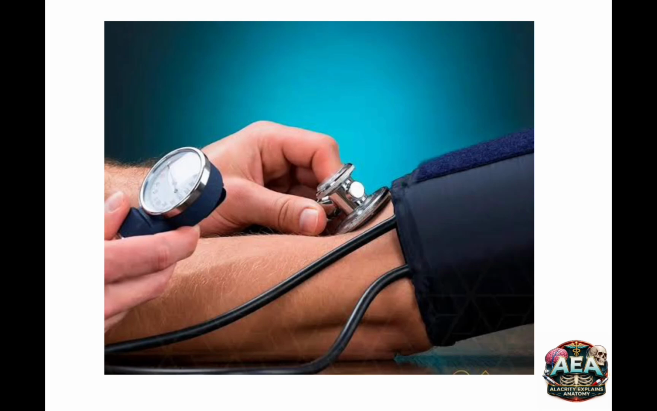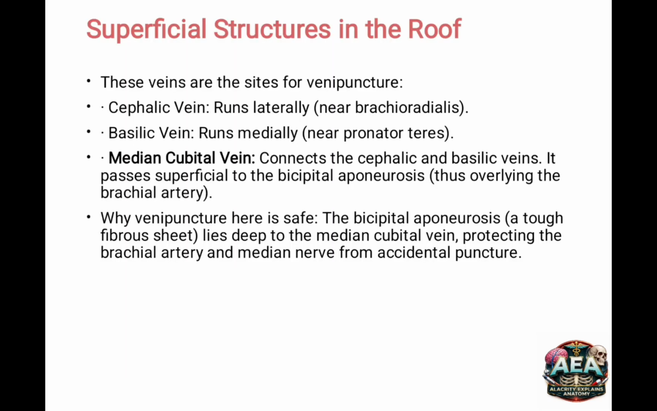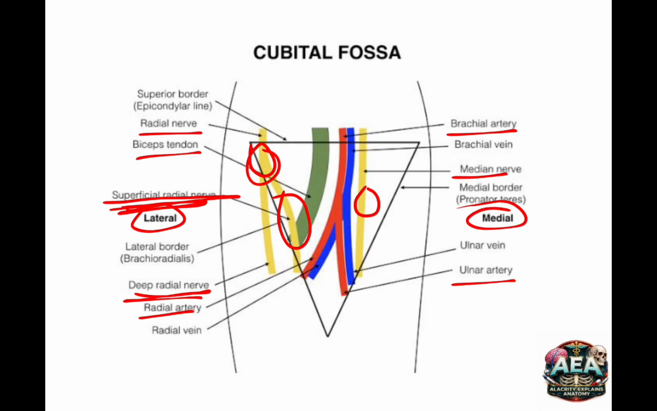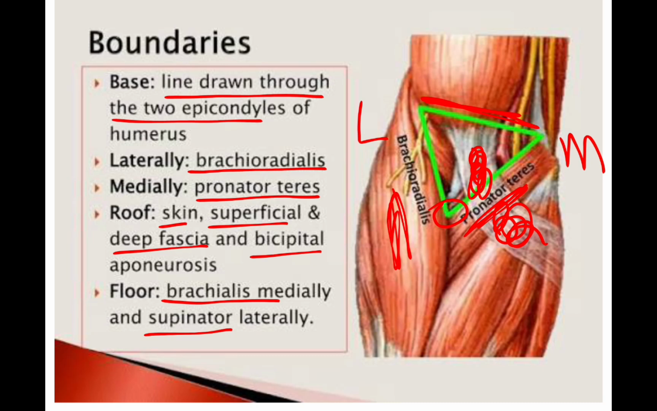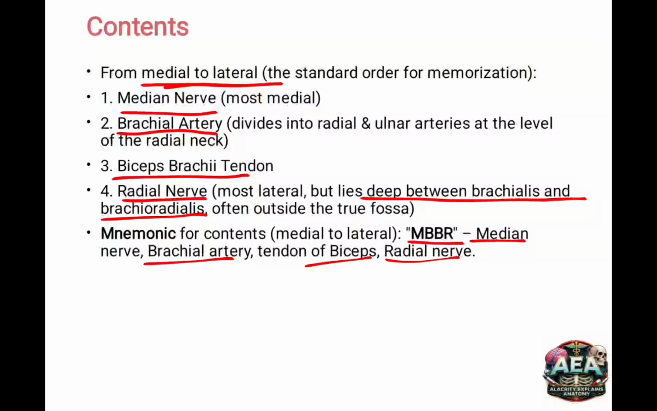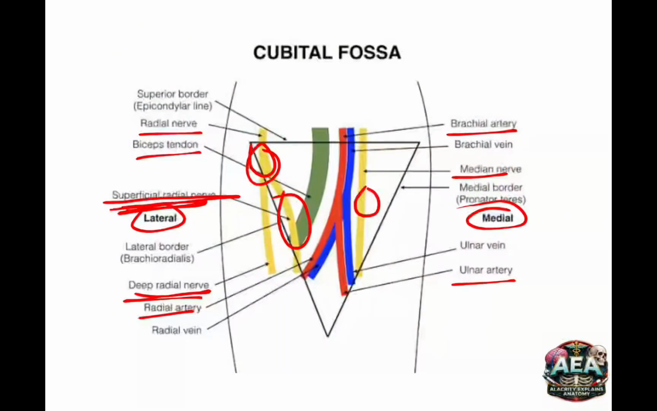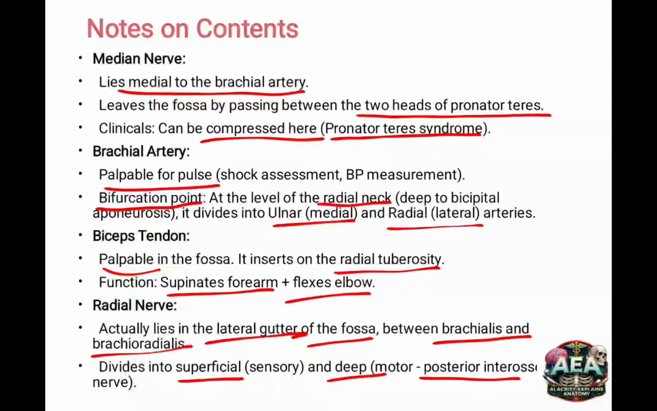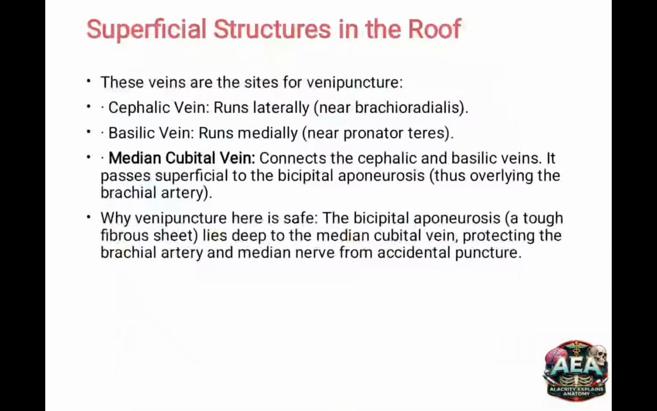So this is an image of blood pressure measurement, where they are measuring one's blood pressure. You see that the cubital fossa is important in blood pressure measurement. Now, what are the superficial structures in the roof? You have veins. These veins form the roof. When we talk about structures in the roof, we said we have superficial and deep fascia, and the skin. So there are veins in the roof of the cubital fossa, not inside it, that are important.